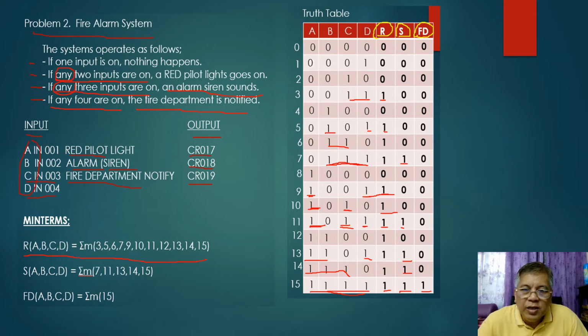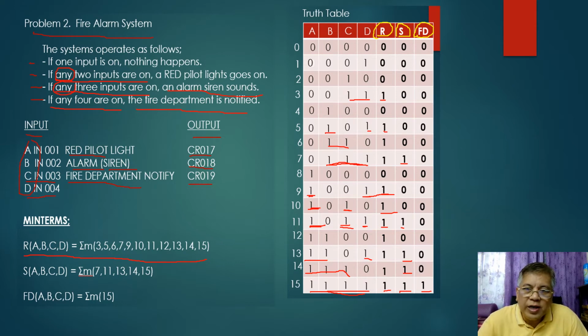that is, the values here with the values of 1, no? So you have 3, 5, 6, 7, 9, 10, 11, 12, 13, 14, and 15. Those are the outputs of the red pilot light with a value of 1.